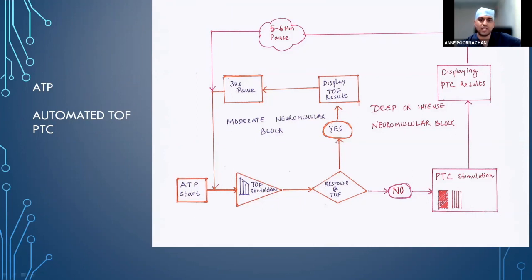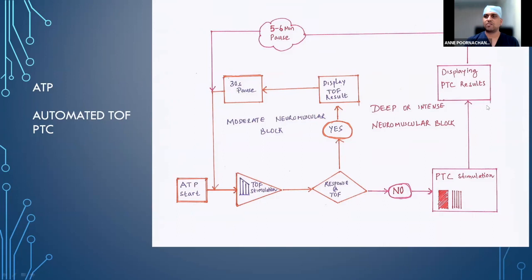It will start by delivering a TOF stimulation. If there was a response to the TOF, it will display the TOF result. Accordingly, we can take action by giving muscle relaxant and also ensure that good analgesia is given. Once the TOF result is displayed, the machine, after a 30-second pause, will enter the cycle again. Let us think there was no response to the TOF. Then it will deliver a PTC stimulation, and the response is displayed.